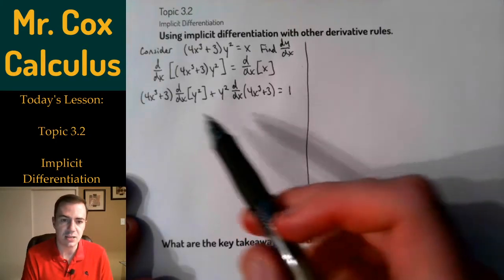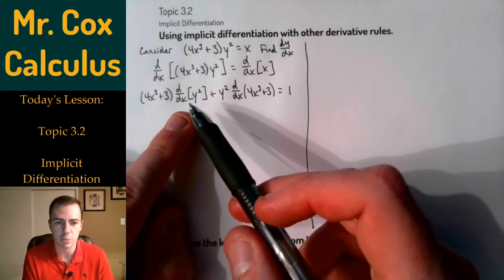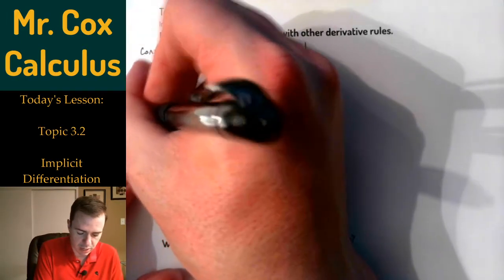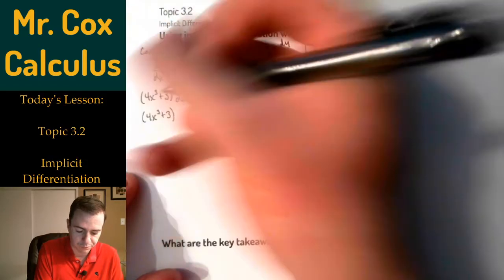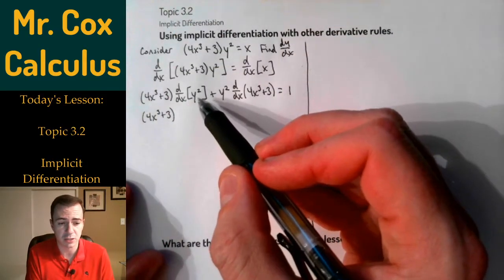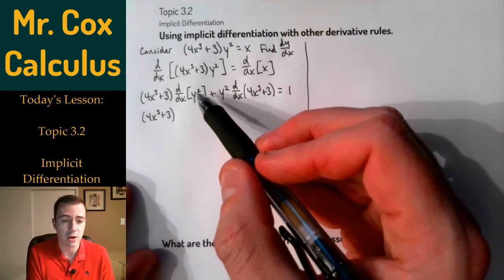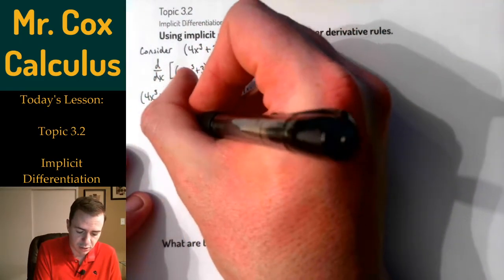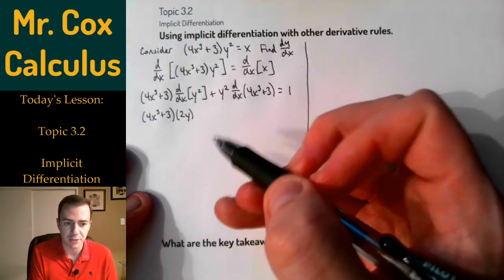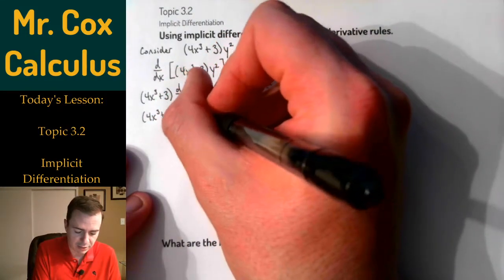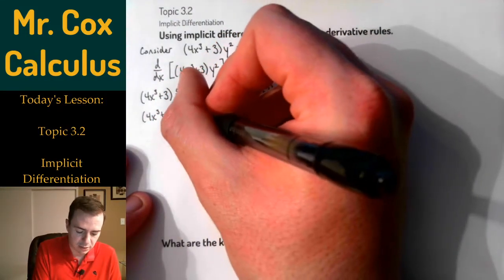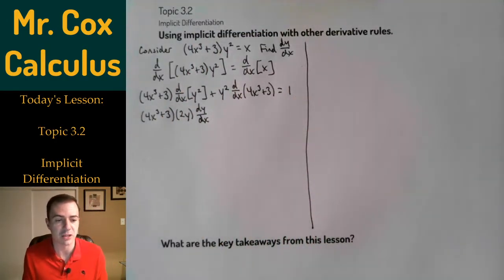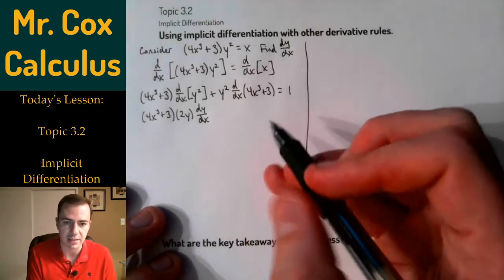Now, this is why your notation is so important. I'm going to keep 4x cubed plus 3. The derivative with respect to x of y squared: well, I take the derivative with respect to y, which is 2y, times the derivative of y with respect to x, which is dy dx. And that's what I'm ultimately going to want to solve for. So there's going to be some algebraic work to get that by itself.